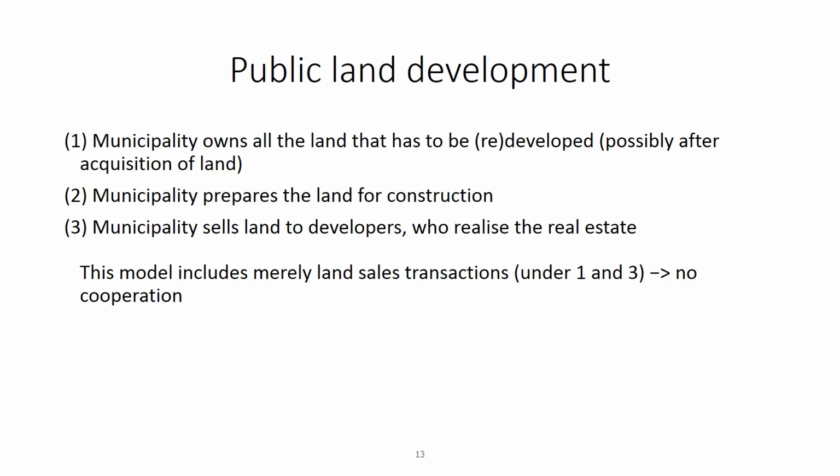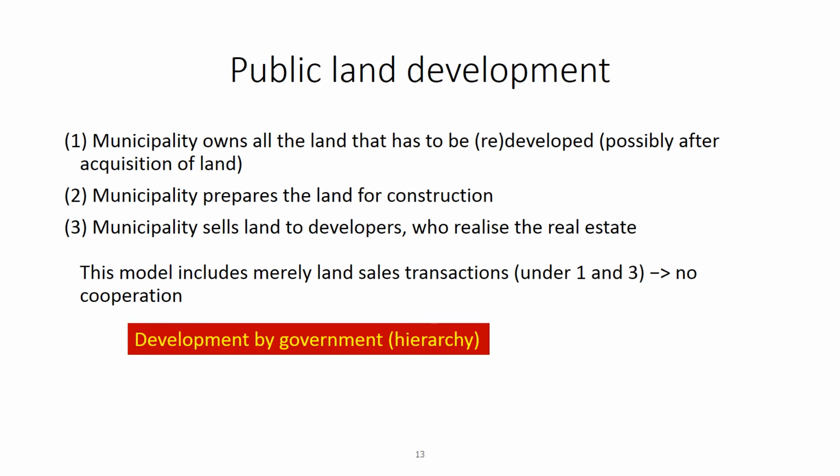Now at the left of the scheme we saw the organizational model of the public land development, where basically the municipality develops all the land and does all the work developing it. So there's no real cooperation, there's just the sales. So this is basically the idea of hierarchy. The public organization does most of the work itself. Of course there is a sales transaction, and that might be done under market conditions, but the question is not on how the buildings are built, but how the land is developed, and that is done by the public organization.